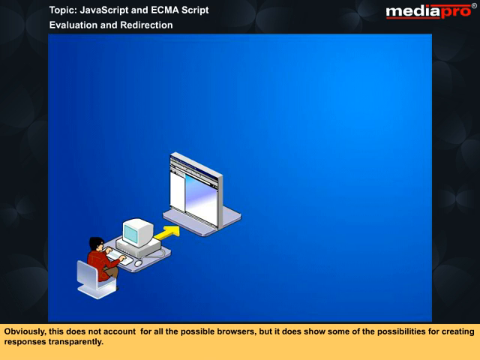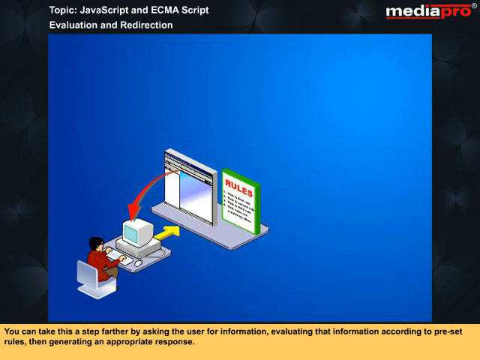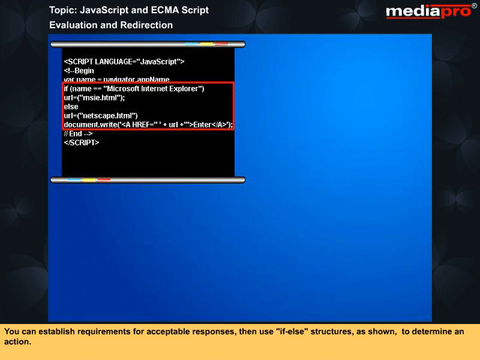Obviously, this does not account for all the possible browsers, but it does show some of the possibilities for creating responses transparently. You can take this a step further by asking the user for information, evaluating that information according to preset rules, then generating an appropriate response. You can establish requirements for acceptable responses, then use if-else structures as shown to determine an action.